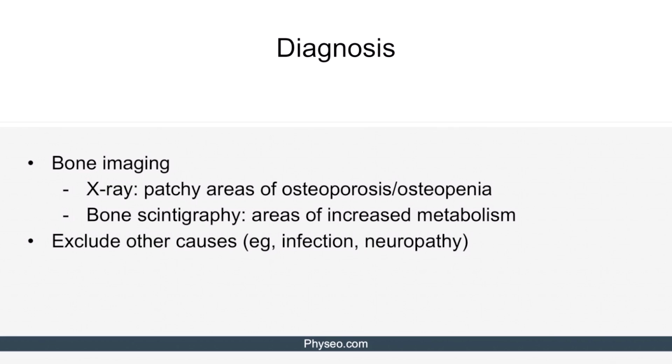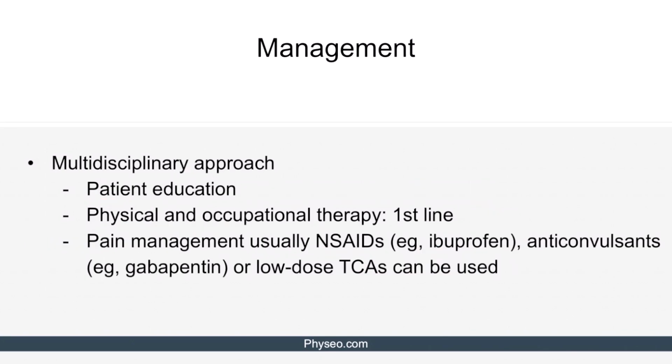Bone imaging is sometimes performed to make sure that the initial trauma has healed properly, which makes sense. You're going to want to make sure that the patient doesn't actually have some severe trauma that hasn't been addressed or healed before you diagnose them with complex regional pain syndrome. But once you've ruled that out, an X-ray may show some patchy areas of osteoporosis and osteopenia. Now, bone scintigraphy also may show areas of increased metabolism. And just like fibromyalgia, which is a clinical diagnosis, you want to make sure you exclude other causes, such as infection or neuropathy.